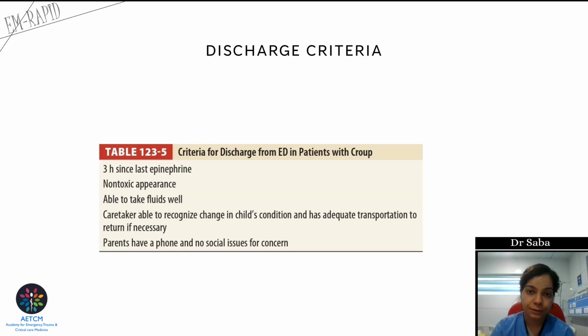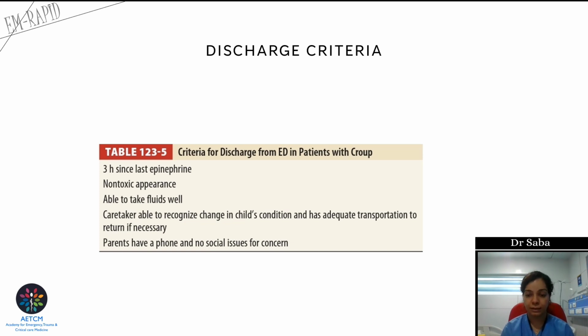And this would be the criteria for discharge. That is, we have observed the child for about 3 hours post nebulization of epinephrine, and the child seems absolutely well and is able to eat and feed well, and the caretakers are competent enough to identify the red flag signs and report to the ER immediately. In those cases you can discharge the child, and also if they can arrange an early follow-up and can reach out to the hospital at the earliest when need be.